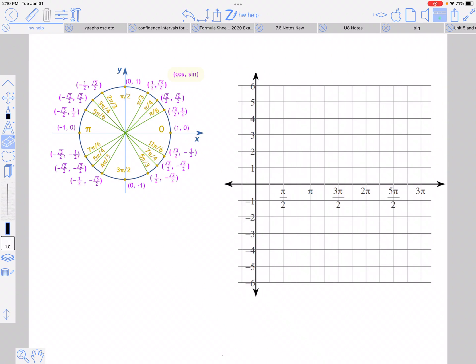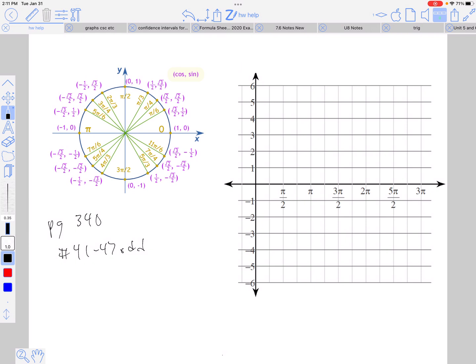All right, this is for the 6.6 homework. This is going to be page 340. You're supposed to do numbers 41 through 47, odd. I'm probably going to do number 41 and then I'll do maybe 47.